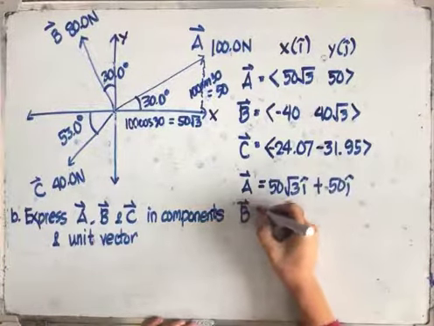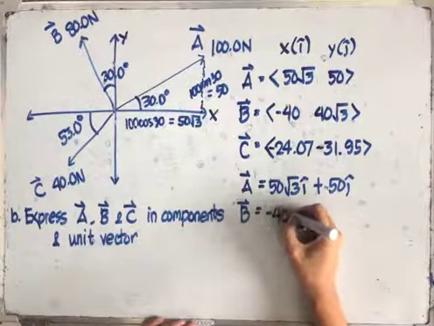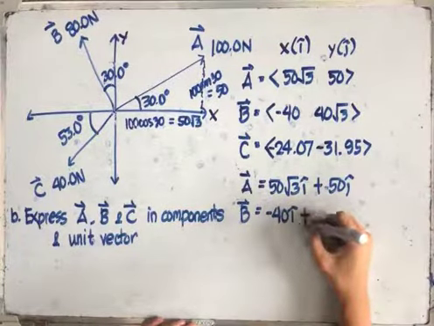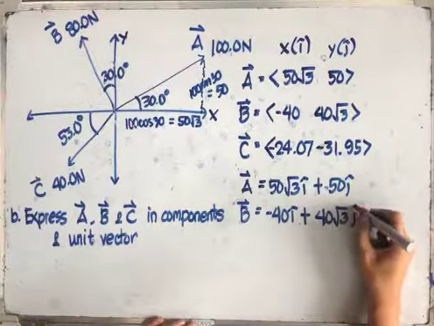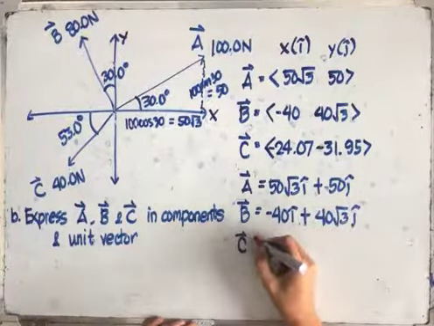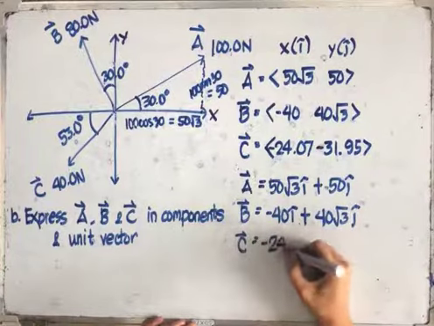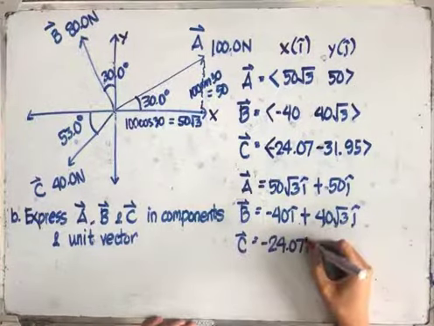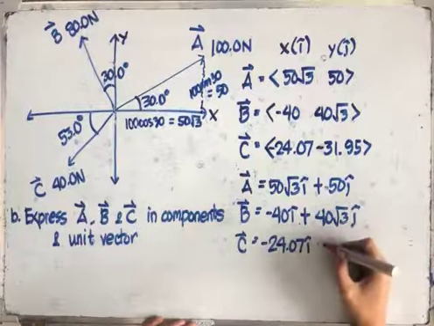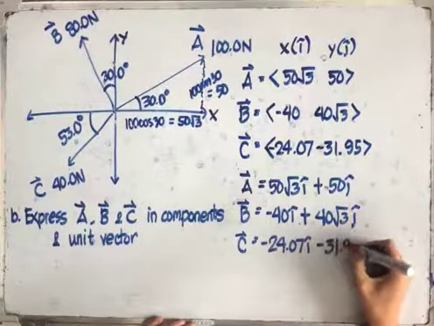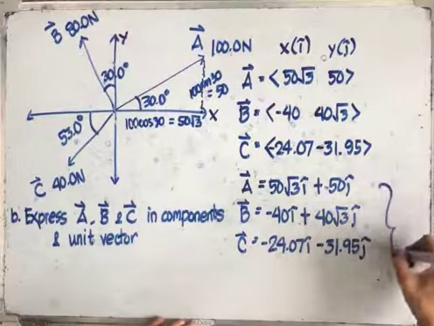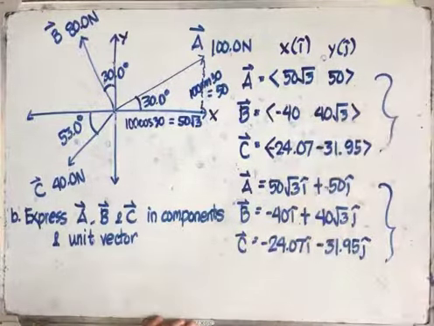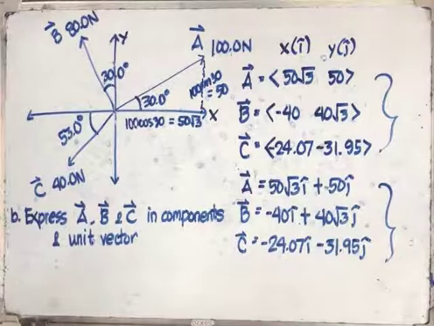So, ganun din kay B. Negative 40 I hat plus 40 square root of 3 J hat. And then C, negative 24.07 I hat minus 31.95 J hat. So, any of this form, either ito or ito, I believe is a correct way of showing the components of A, B, and C.